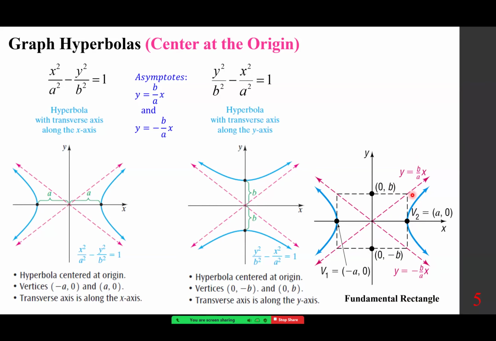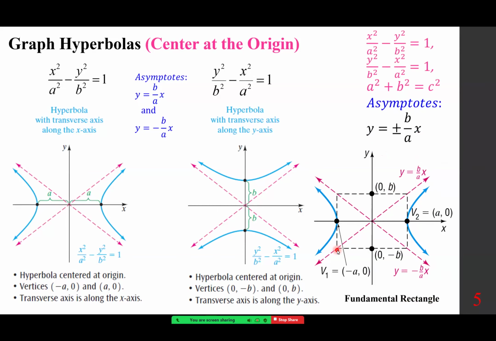The location for this corner is a comma b. For this one is a comma negative b. For this one is negative a, b, and for this one is negative a, negative b. So, in short, x squared over a squared minus y squared over b squared equals 1 if we are looking at a hyperbola that opens sideways, otherwise y squared over b squared minus x squared over a squared equals 1 if it opens up and down.